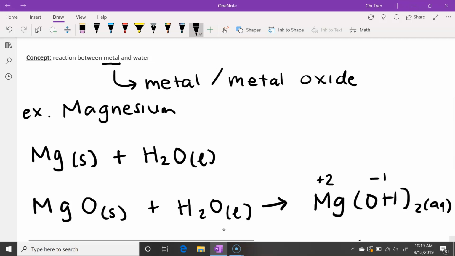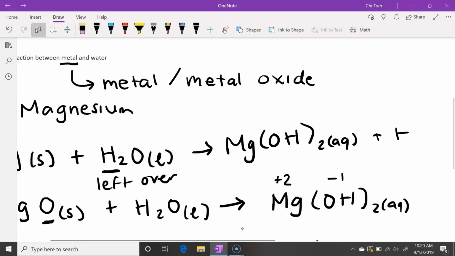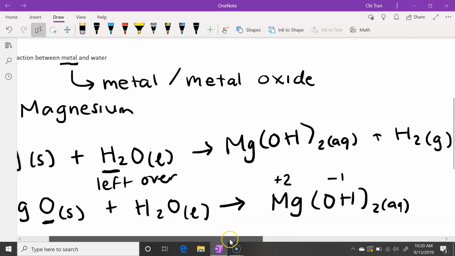So now we're going to go back to the metal and water reaction. And this is going to make the same product of magnesium hydroxide. But we can see the difference between these two reactions is there's an extra oxygen in the metal oxide reaction, whereas there's a missing oxygen in the metal reaction. That's why hydrogen will be left over, because it won't be enough to create another hydroxide molecule. Therefore, there's an extra product of H2 in the gaseous state.